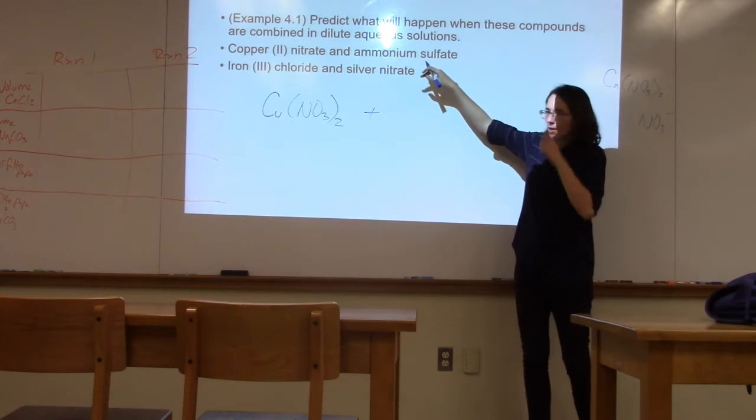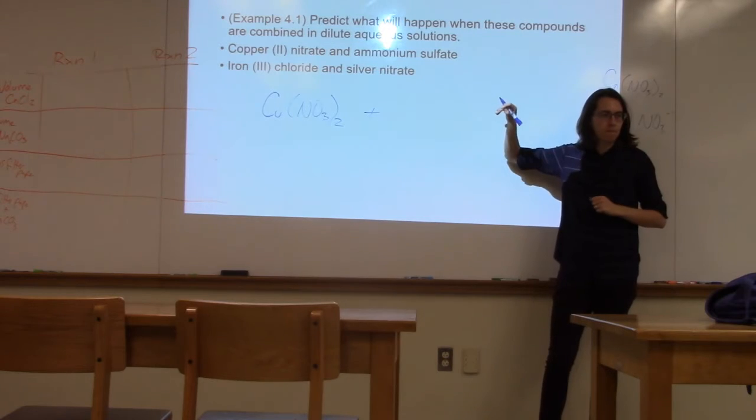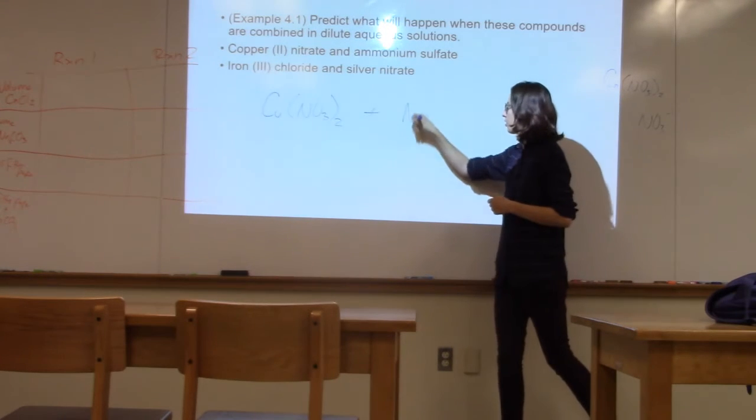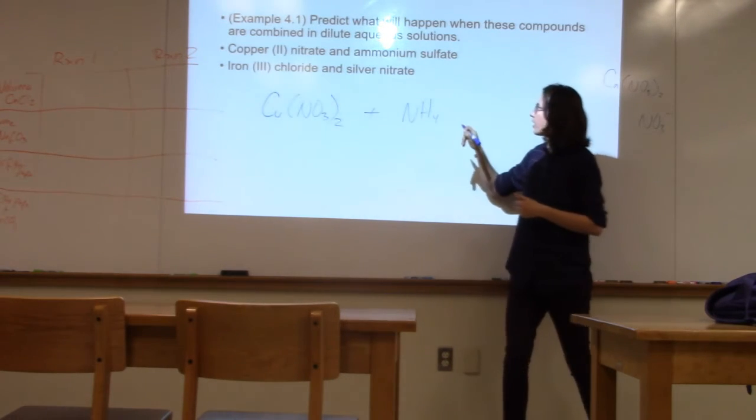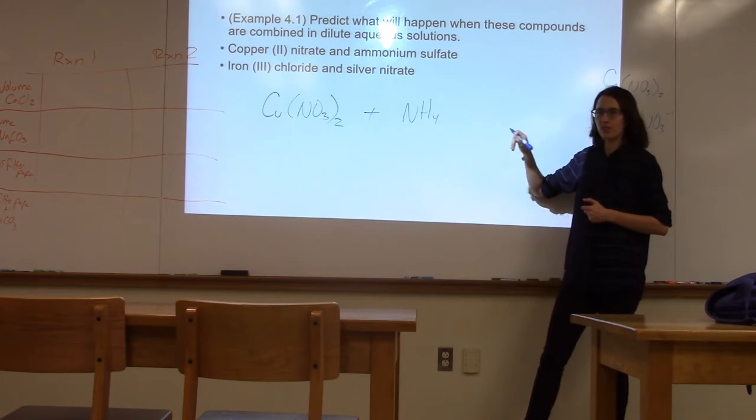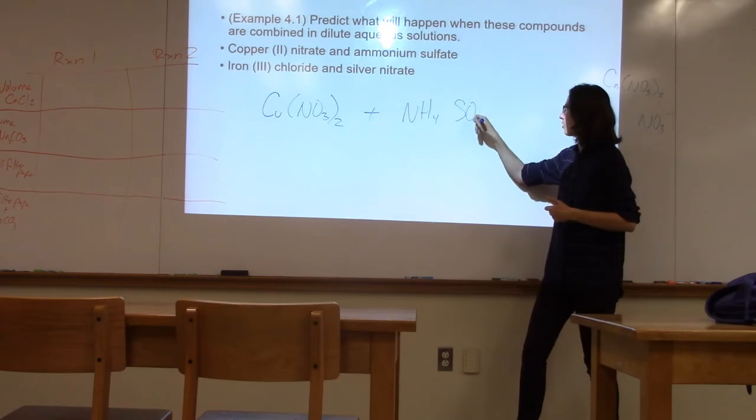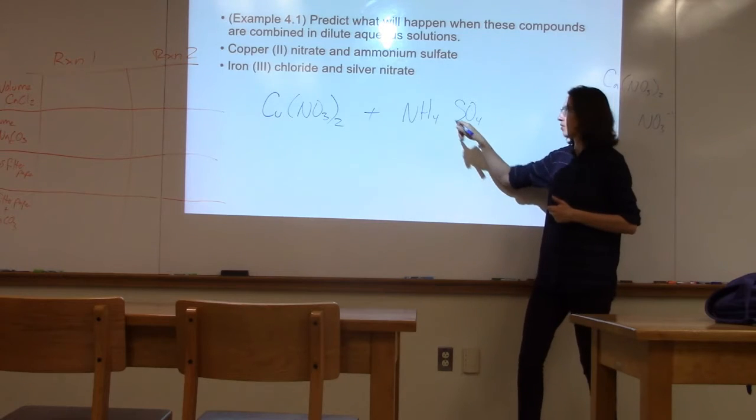Ammonium sulfate. What's ammonium? NH4. And sulfate, SO4 2-. So what do I need to do? You need to have 2 of NH4.